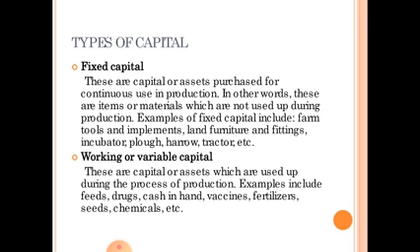Let's now look at the types of capital. There are two main types of capital, namely fixed capital and working or variable capital. Fixed capital are capital or assets purchased for continuous use in production. In other words, these are items or materials which are not used up during production. Examples of fixed capital include farm tools and implements, land, furniture and fittings, incubator, plow, harrow, tractor, etc.